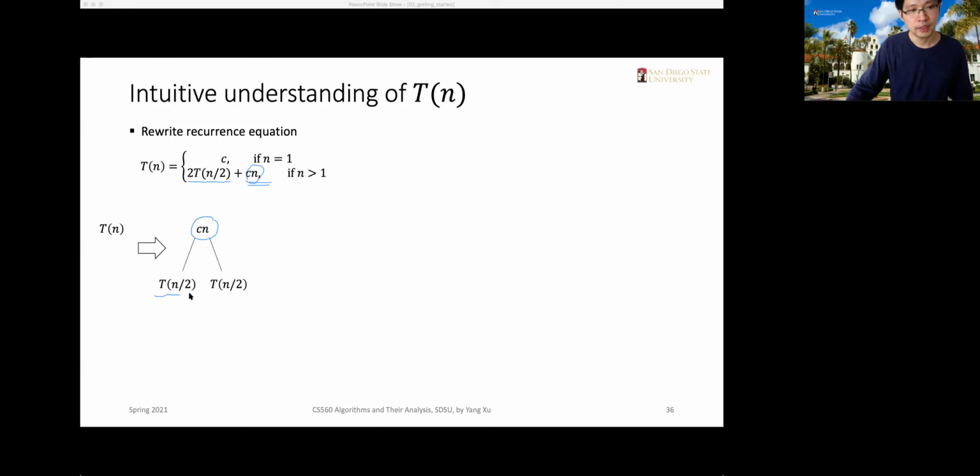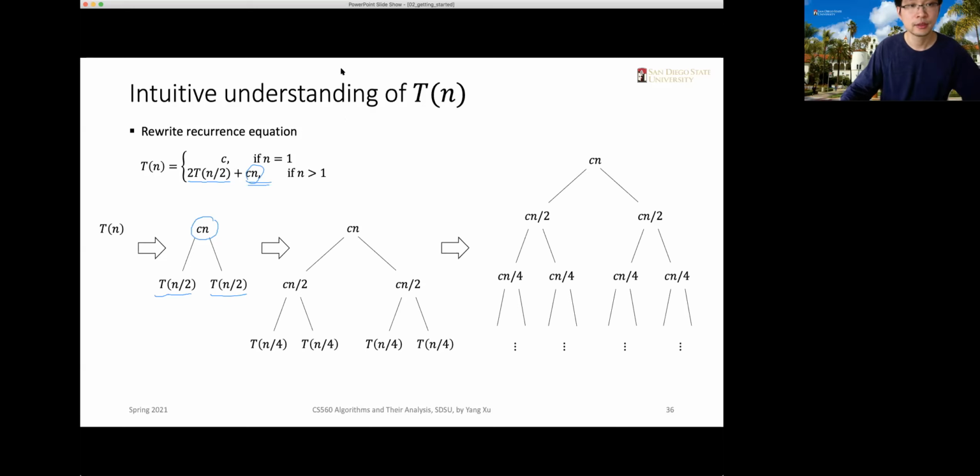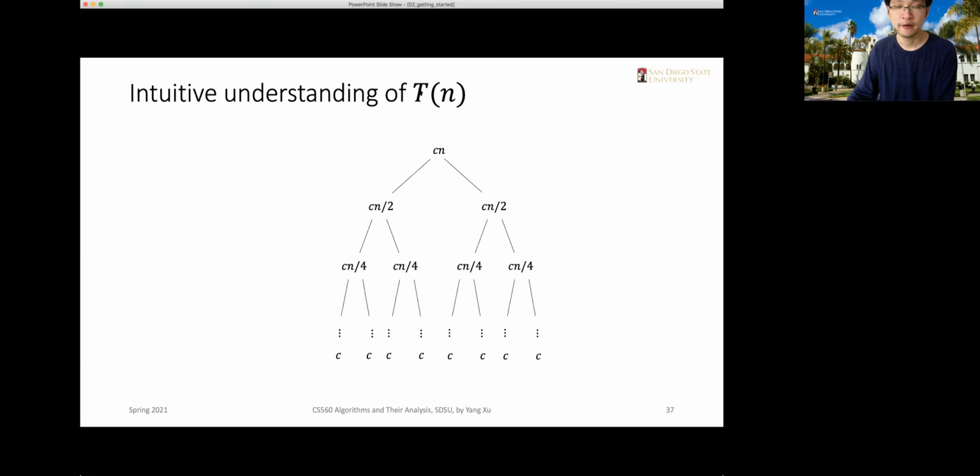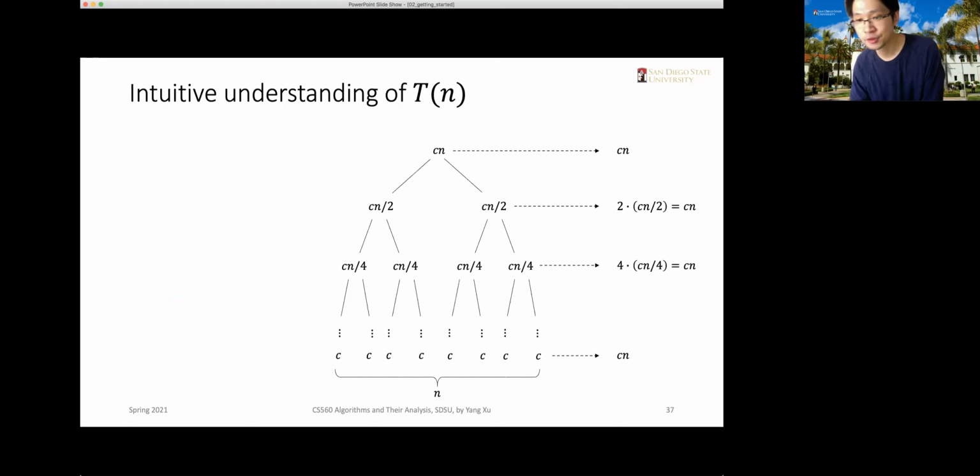Because the subproblems can be further split as we call the functions recursively, this T of n over 2 can be split into more branches. And the values of the nodes also become smaller, basically half the value of the previous level. So it's c times n over 2, c times n over 4, and so on. That's how we visualize the tree. After we have plotted the tree, we can examine it by looking at the summation of each level. We are quite lucky to find that each level has the same summation, which is c times n. So all we need to do is compute how many levels there are in the tree.